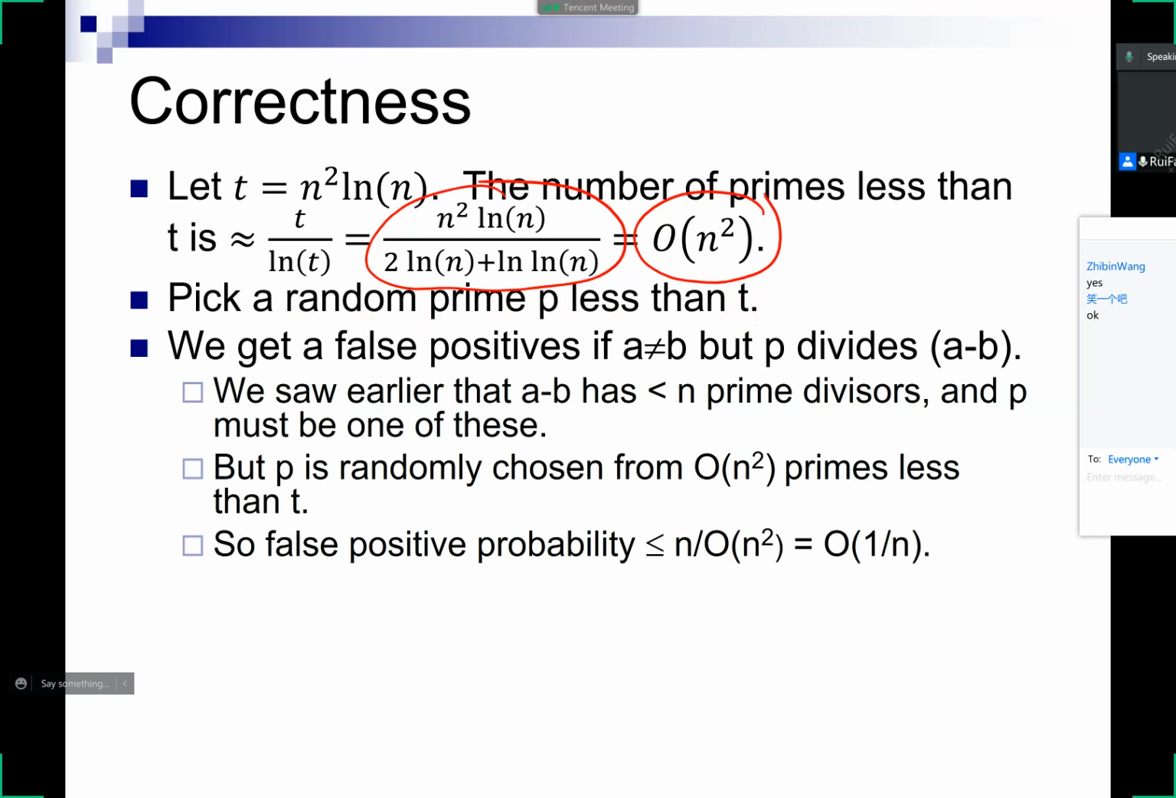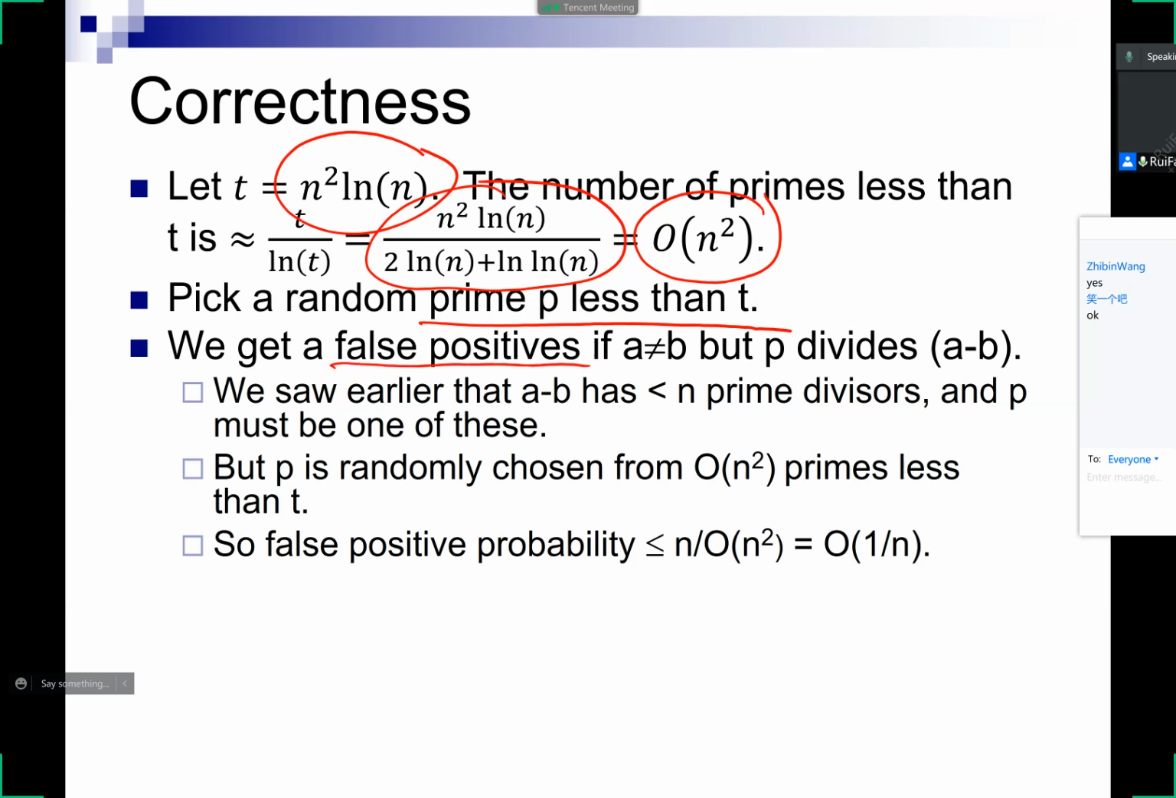To do that, you just keep picking random numbers until you get something which is prime by the Rabin-Miller test. So we assume that you can generate a random prime less than t, where t is this thing over here. And now let's analyze our false positive probability.